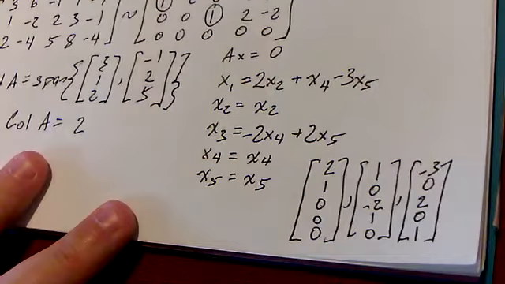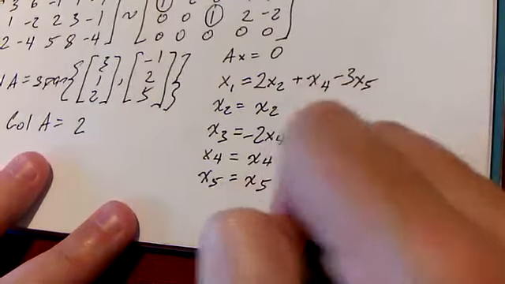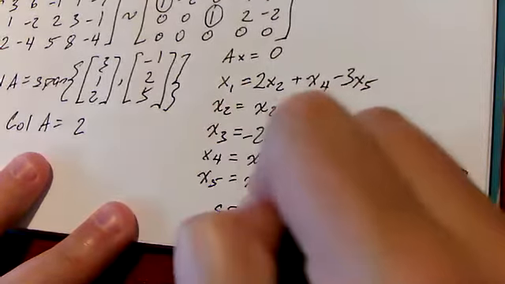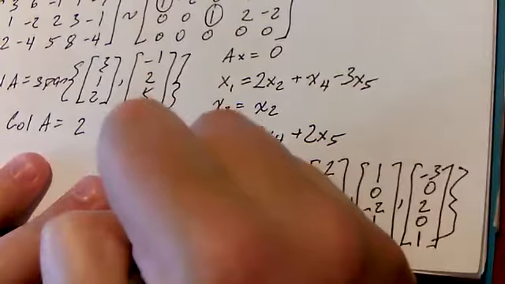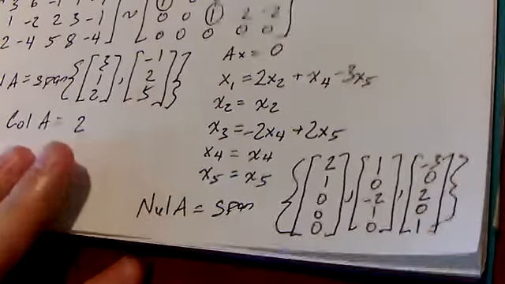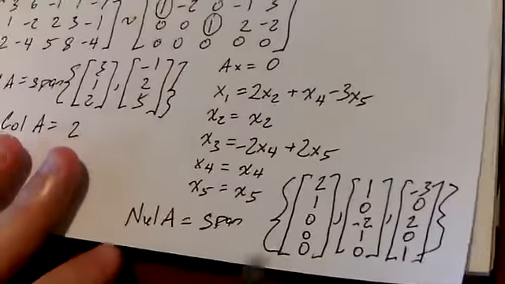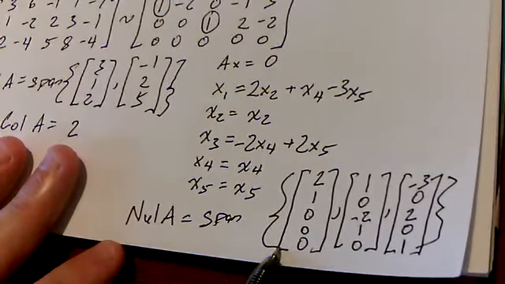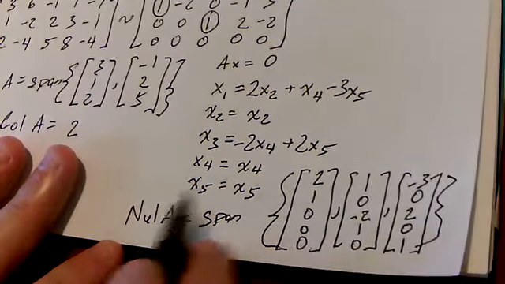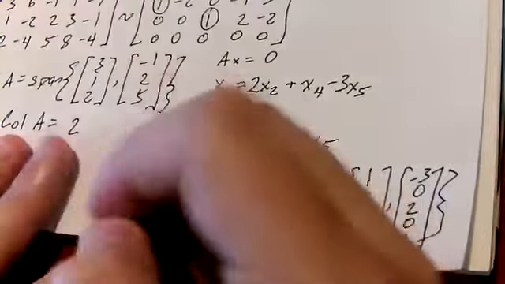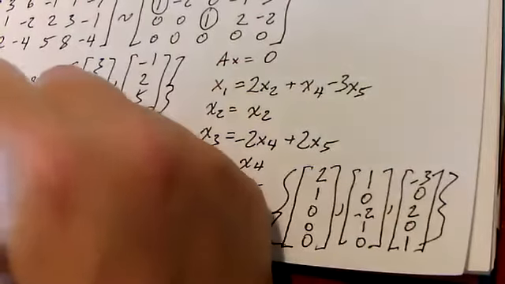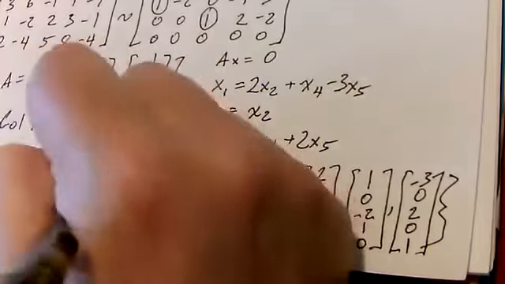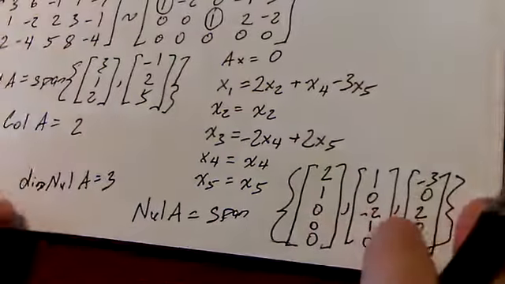Okay, so the span of these three vectors is the null space. These three vectors are linearly independent. If they're independent, then they form a basis for this space. So notice here that the dimension of the null space is equal to 3 because I have three vectors.